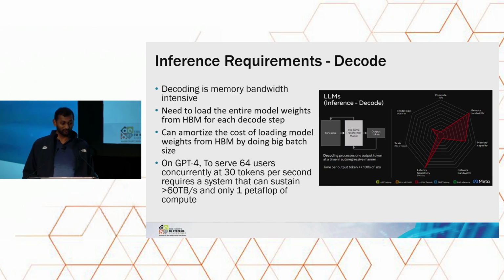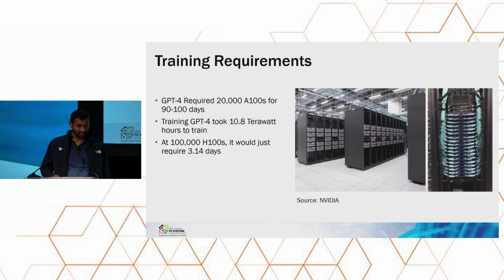If you're serving 64 users concurrently at 30 tokens per second, that's only a petaflop of compute, for 64 users. Whereas what I mentioned prior was 10 petaflops for a single user if they want to do a 32,000 token prompt. So there is a huge lopsidedness in memory bandwidth versus compute on just running a model. And so the system for that has to be very intelligently designed to balance these different requirements.